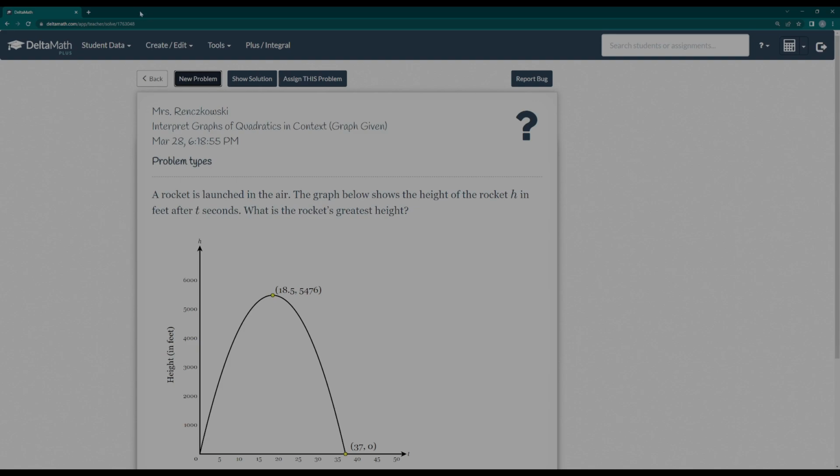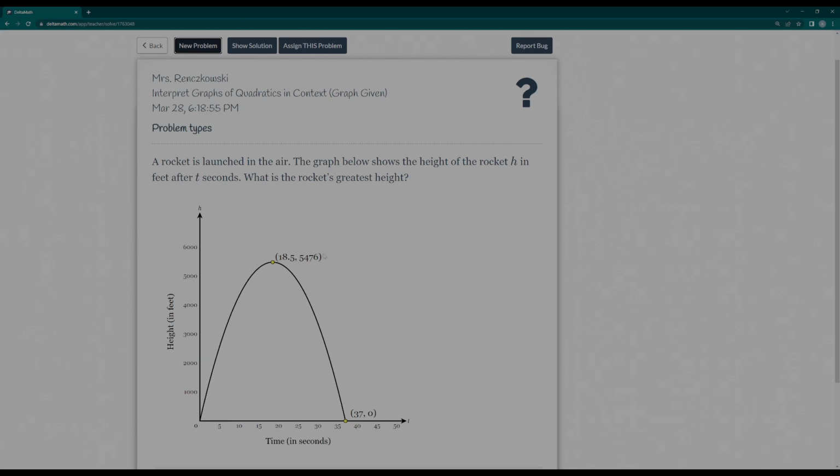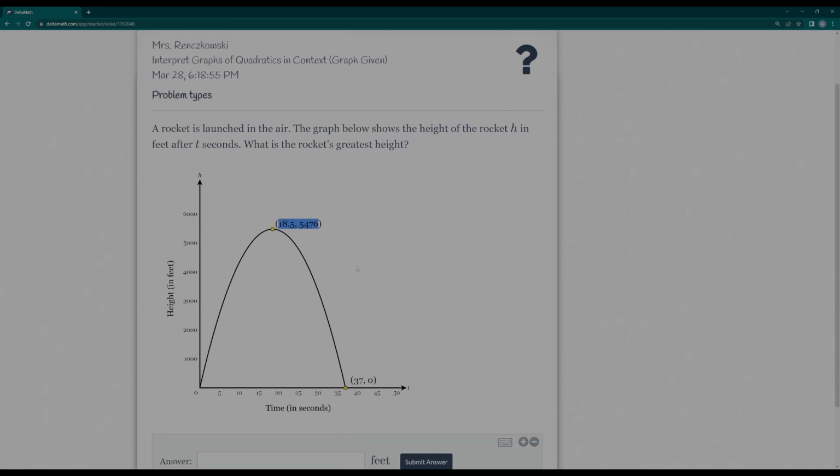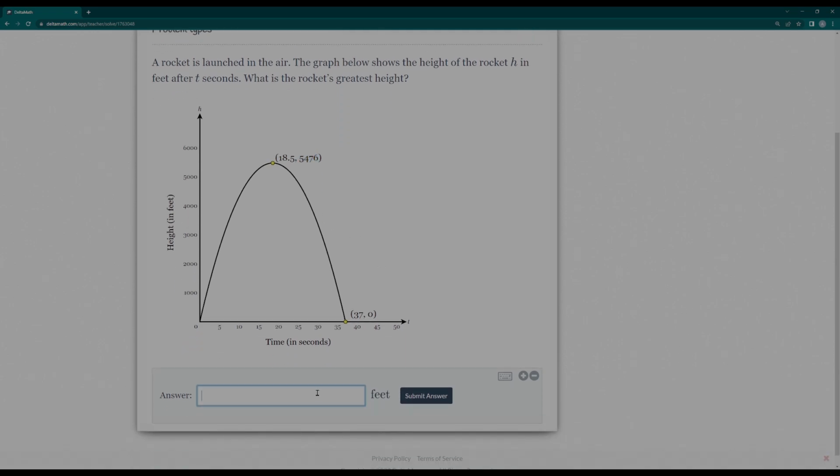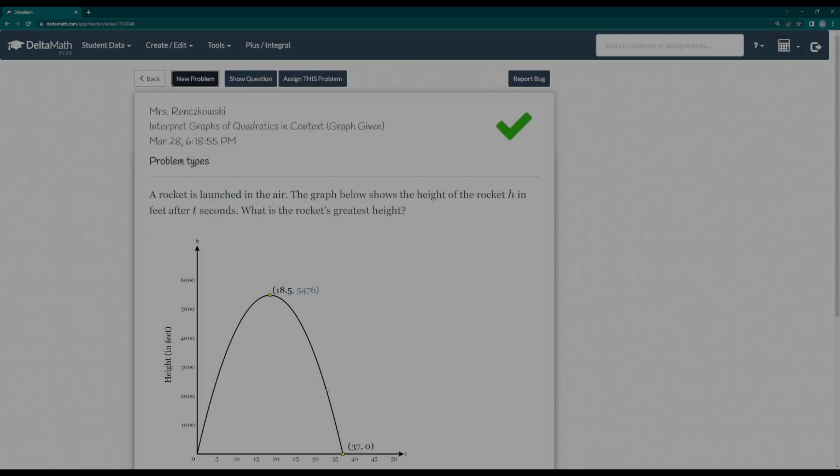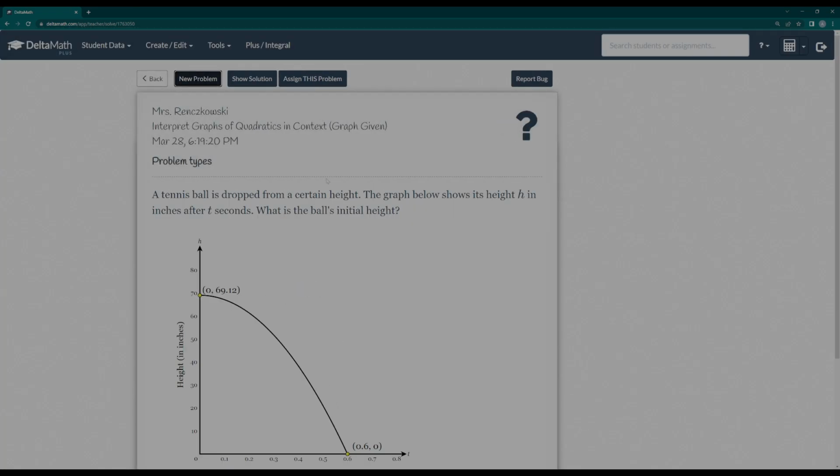So on this one, same type of idea. When is the rocket at its greatest height? Well, its greatest height is once again the vertex, the very top. But this time we want height, which is the y-coordinate, which is going to be 5,476. So 5,476, enter, enter. And let's do another one for good measure.